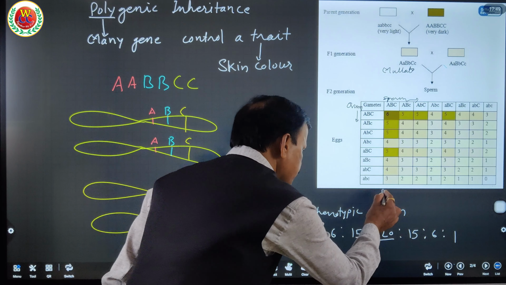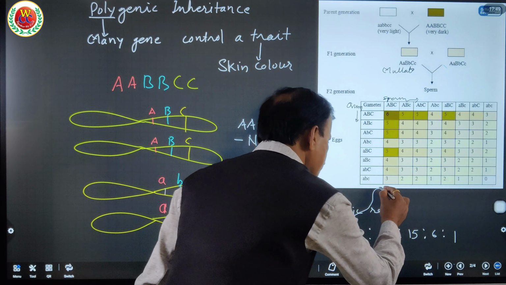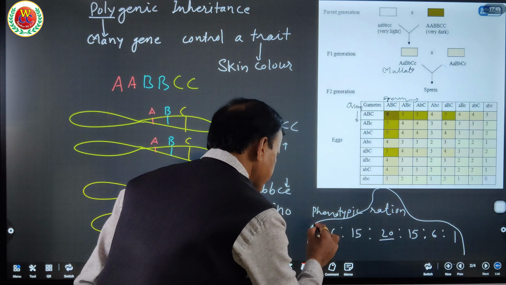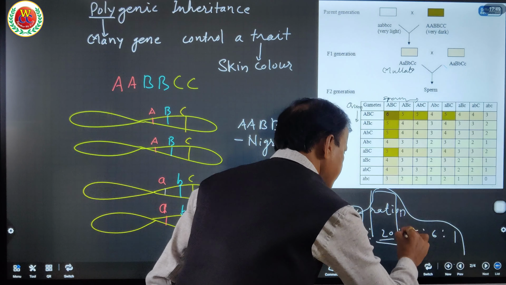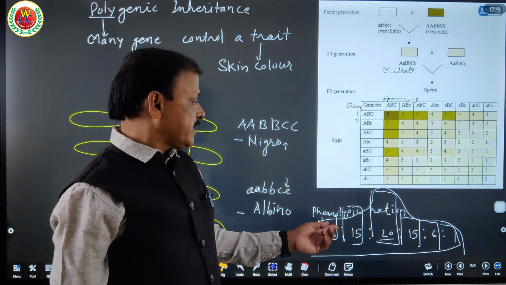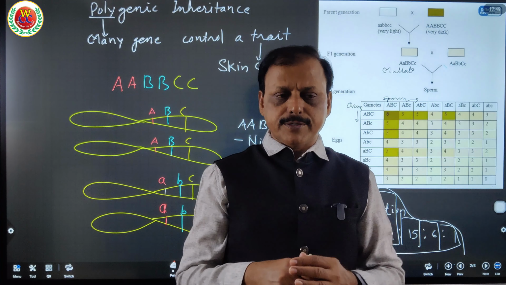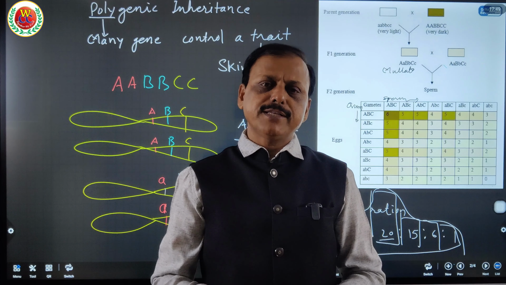1:6:15:20:15:6:1 ratio, and that is what gives a bell-shaped appearance to this phenomenon, having 1, 6, 15, 20, 15, 6 and 1. Hence this phenomenon is also known for giving a phenotypic ratio in a bell-shaped curve, and it is recognized by the bell-shaped curve also. If a question in NEET asks which phenotypic ratio gives a bell-shaped curve, then please remember that polygenic inheritance, also known as quantitative inheritance or cumulative inheritance, gives the bell-shaped curve.